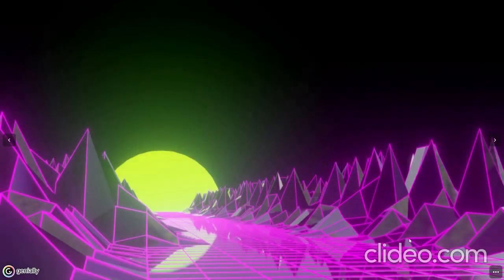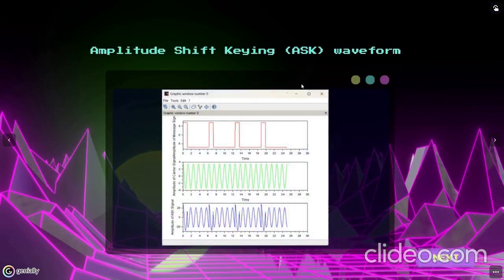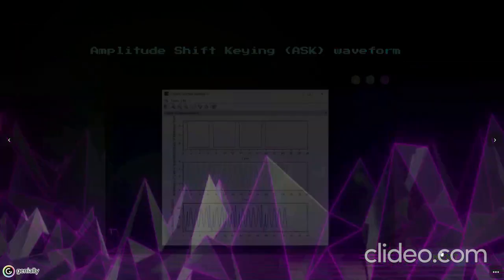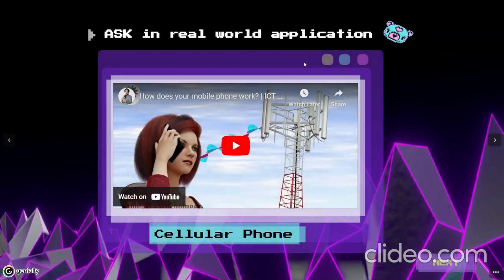So next, we have an example ASK waveform using Scilab software. The green one is the carrier signal, which is a high frequency with a sinusoidal waveform, and the red one is a binary message that consists of 1s and 0s used to control the amplitude of the carrier. The blue one is the result of the superimposition of the message and the carrier that is transmitted over the communication channel.